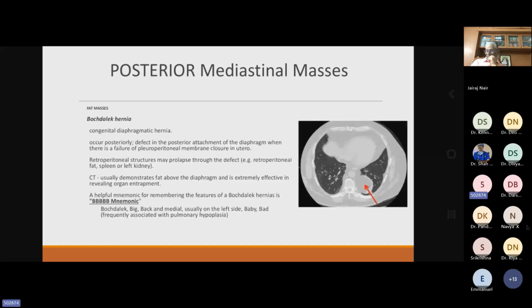Bochdalek hernia, a congenital diaphragmatic hernia, occurs posteriorly, a defect in the posterior mediastinum of the diaphragm when there is failure of pleuroperitoneal membrane closure in utero. Retroperitoneal structures may prolapse through the defect. CT usually demonstrates fat above the diaphragm, revealing an organ entrapment. A useful mnemonic for remembering the features of Bochdalek hernia is the 5 Bs: Bochdalek, big, back, medial, usually on the left side.